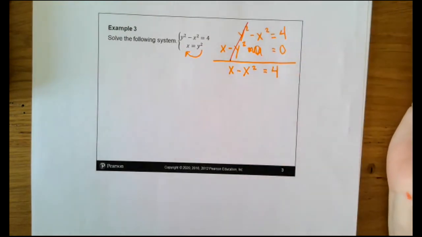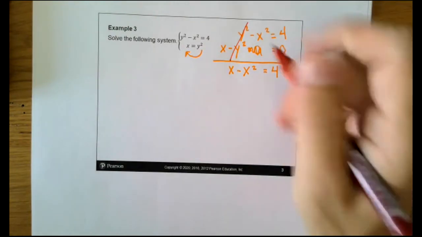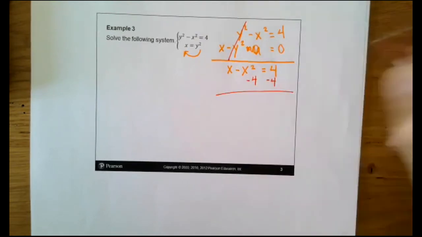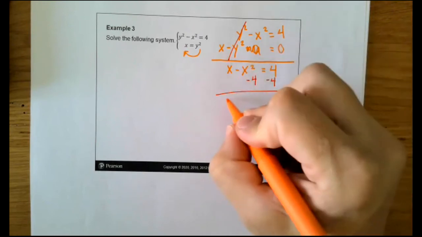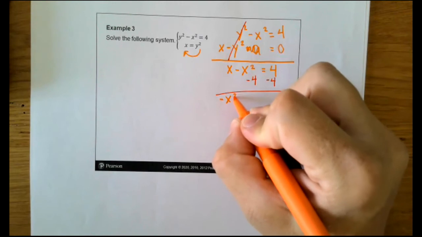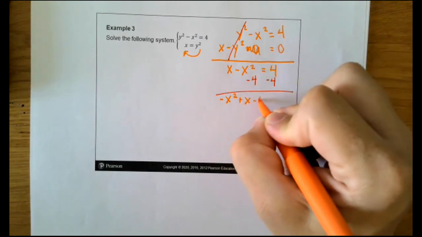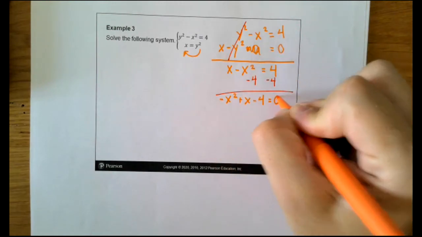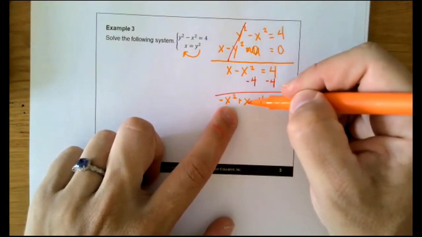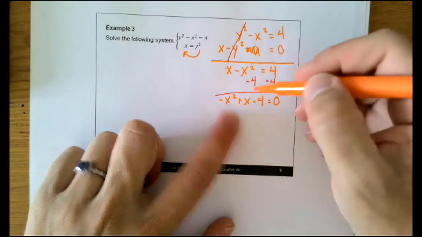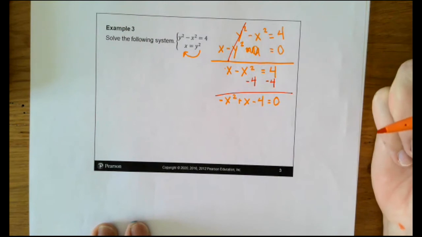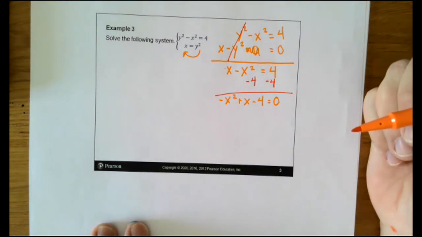I'm going to move that 4 over by subtracting 4 from both sides. And I'm going to move the x squared in front. So it's negative x squared plus x minus 4 equals 0. Is that okay? So I just move that in front. And then I move the x behind it and put a plus because it's a positive x. And the negative 4 is at the end. Negative x squared plus x minus 4 equals 0.